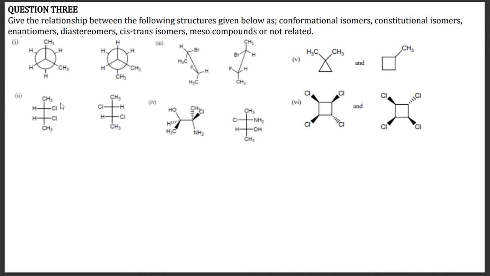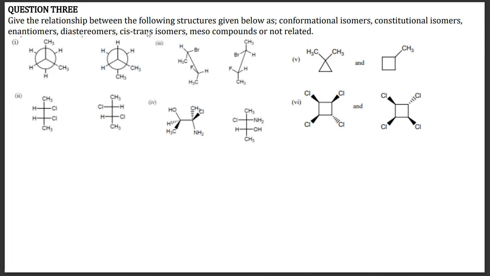Okay. For example, you can look at number 2. Hydrogen, hydrogen this side, chlorine, chlorine this side. But here we swap at only one position. We've just swapped one position. So these are not mirror images of each other. The rest have remained the same. So these are diastereomers.